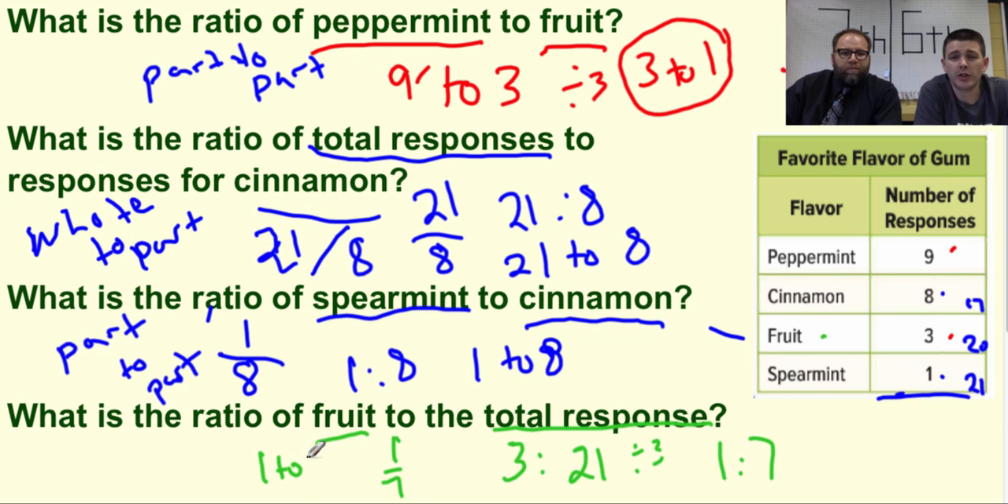Again, since we're dealing with the total responses, we know we're dealing with the whole. So we started with fruit, that's just part of it, compared to the whole amount, the total responses. So this one is part to whole. We'll talk more about ratios when you get to class tomorrow.